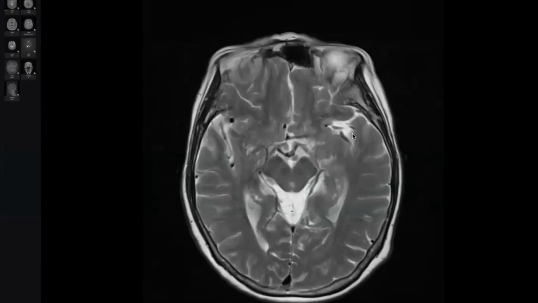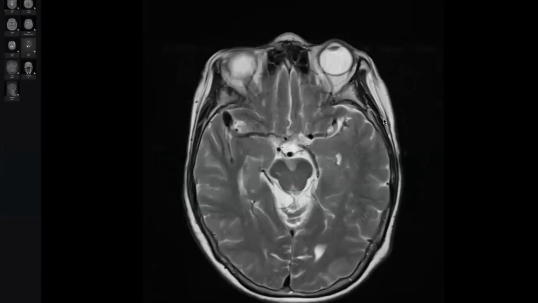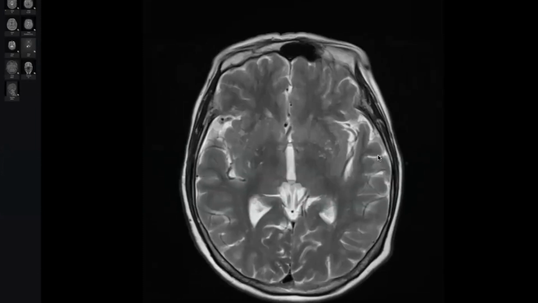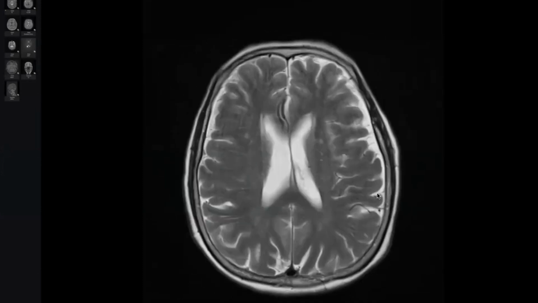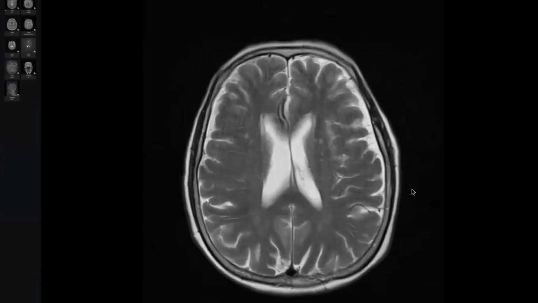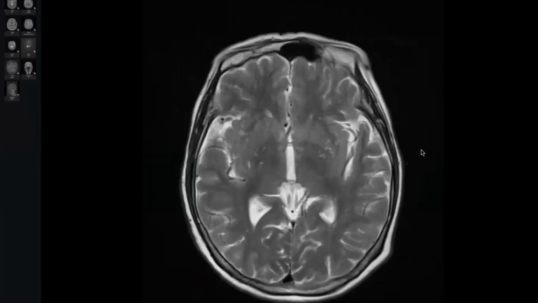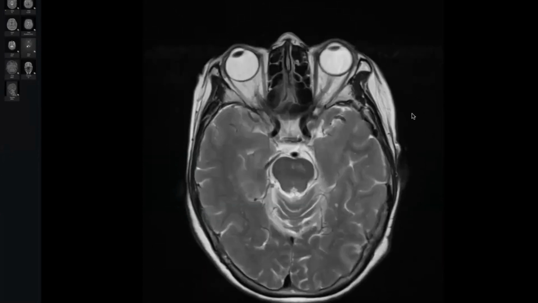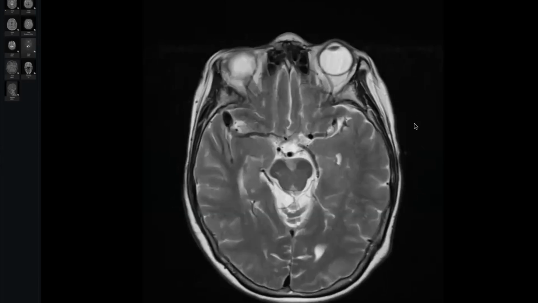I can see a prominent right MCA. Otherwise, there is no focal lesion in the brain parenchyma. Doctor, prominent or dilated? It is a focal dilatation. Yes, big difference.